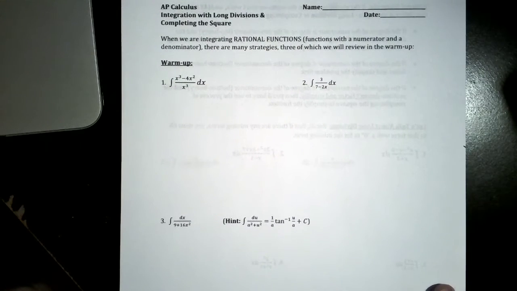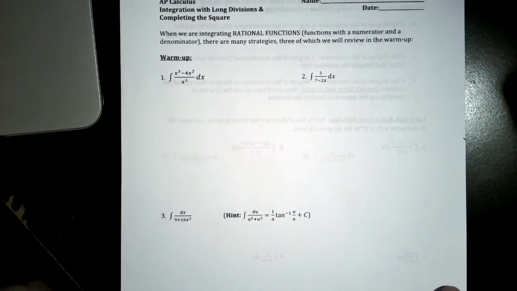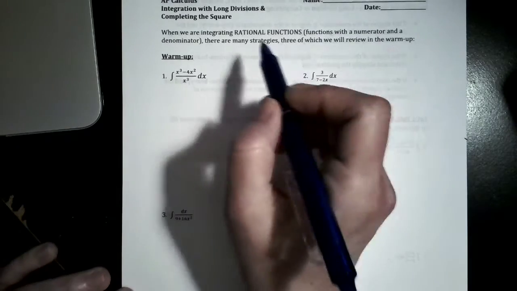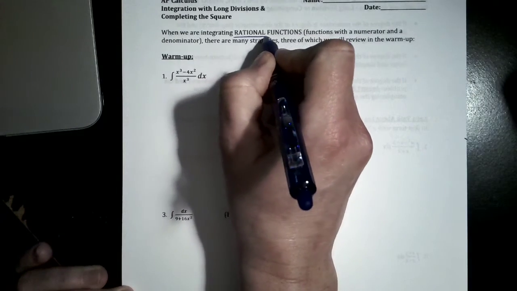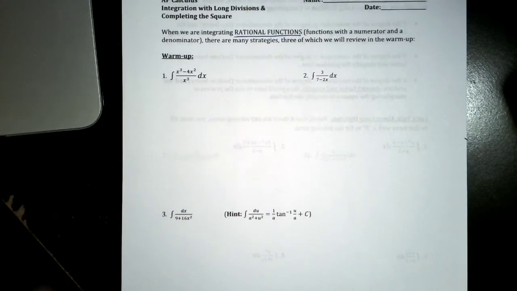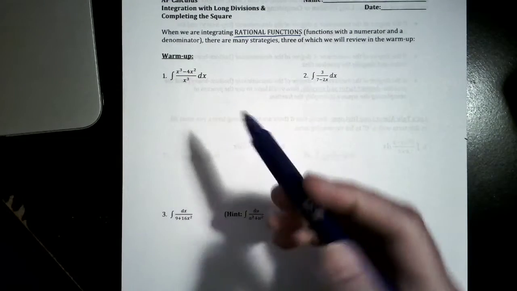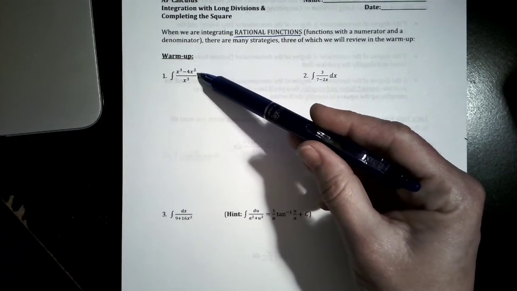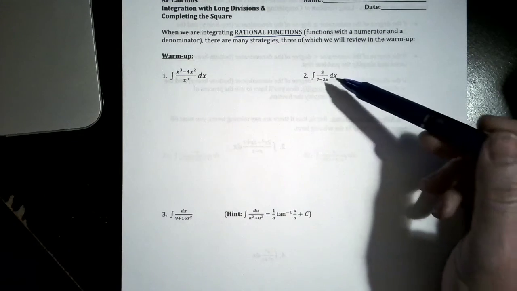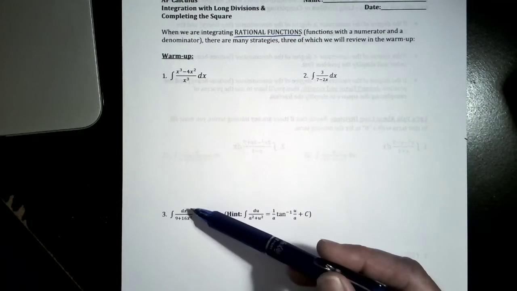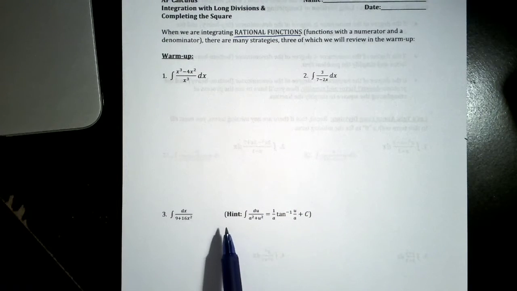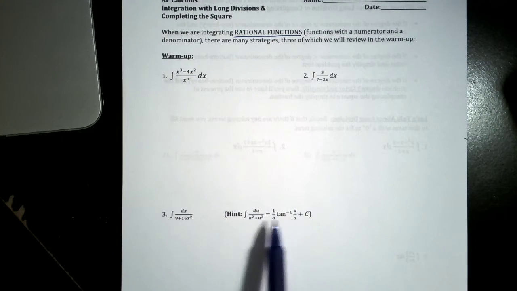I have 3 warm-up problems here that I want you guys to take a look at. Today's lesson is going to focus on rational functions when you're integrating rational functions. And if you remember, a rational function has a numerator and a denominator. So if you look at our 3 warm-up problems, we have a numerator and a denominator, a numerator and a denominator, a numerator and a denominator. And I have a hint for you right here for number 3.